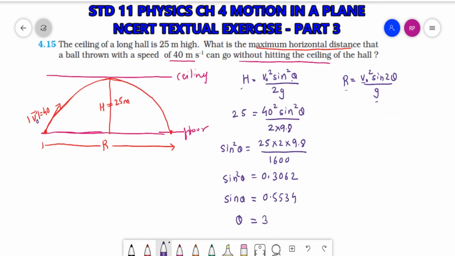I'm writing theta is equal to 33.6 degree. Now I can find out the range, that is the maximum distance, that is V0 square, that is 40 square sine 2 theta upon G. So again 2 into 33.6 degree upon G, that is 9.8. So again 40 square is 1600 sine of 67.2 degree upon 9.8. So again we will use the trigonometric table to find out the value of sine 67.2.